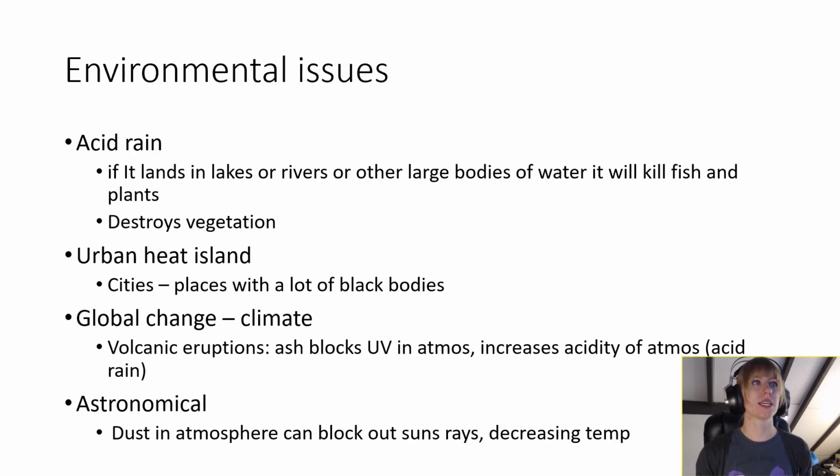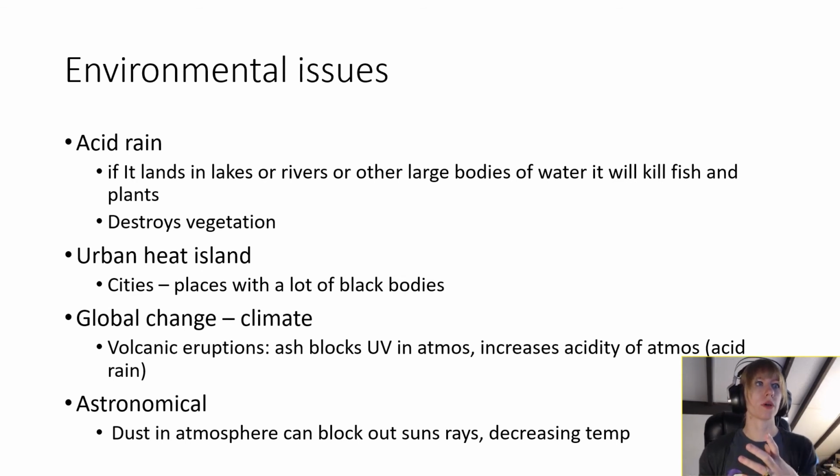So this leads to environmental issues, such as acid rain. If it lands in lakes or rivers or large bodies, if it's really acidic, it will kill fish and plants, and it will destroy vegetation. Sources for acid rain aren't just things that we put up in the atmosphere, but volcanic eruptions can cause this too, because they will throw up ash, they will throw up carbon dioxide. So like I said, normal things. A volcanic eruption is normal, but when we add extra is when it's not.